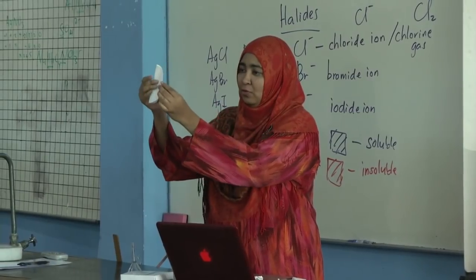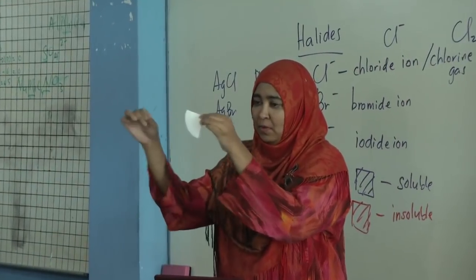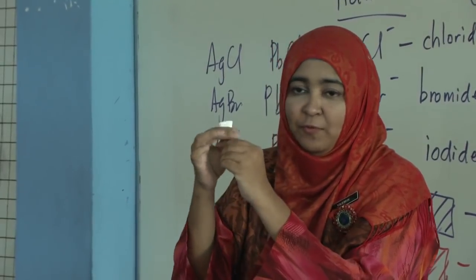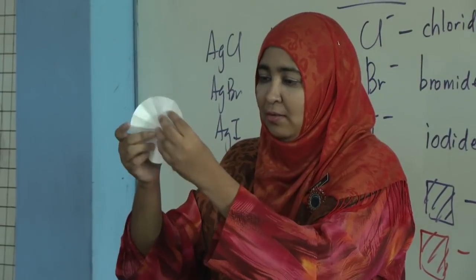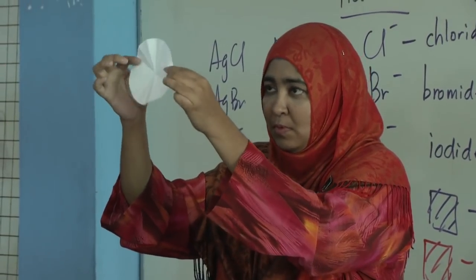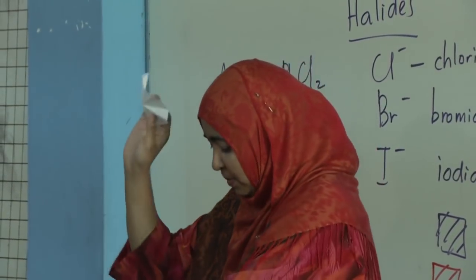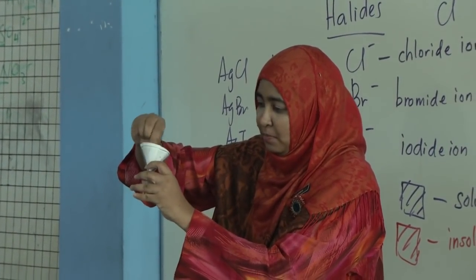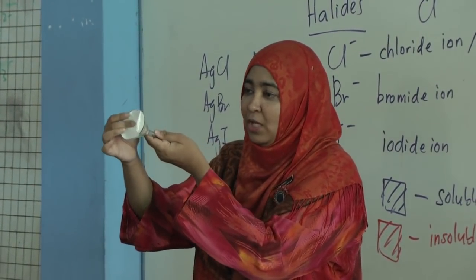Okay, first you fold it into half. Okay? And then fold into another half. And another half. And finally another half. So how many times do you have to fold? Four. Okay? Four times. Okay, after that, you open it back and you get some folded lines there. Okay, so you use the folded filter paper, and use the folded lines to fit the filter paper into the filter funnel.